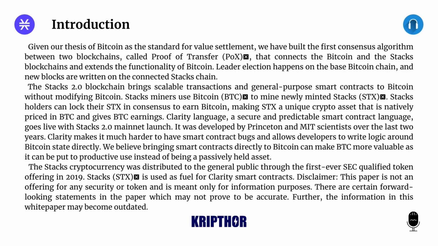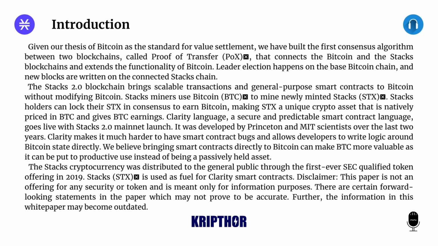Given our thesis of Bitcoin as the standard for value settlement, we have built the first consensus algorithm between two blockchains, called Proof of Transfer, that connects the Bitcoin and the Stacks blockchains and extends the functionality of Bitcoin. Leader election happens on the base Bitcoin chain, and new blocks are written on the connected Stacks chain. The Stacks 2.0 blockchain brings scalable transactions and general-purpose smart contracts to Bitcoin without modifying Bitcoin. Stacks miners use Bitcoin to mine newly minted Stacks. Stacks holders can lock their STX in consensus to earn Bitcoin, making STX a unique crypto asset that is natively priced in BTC and gives BTC earnings.